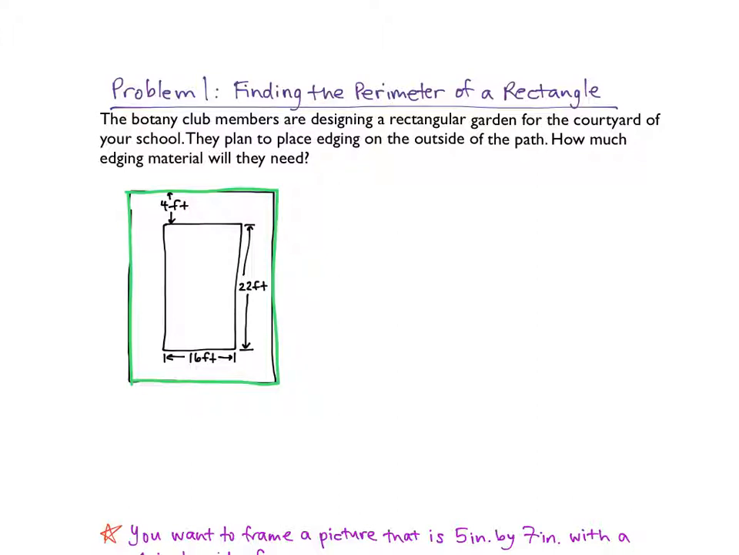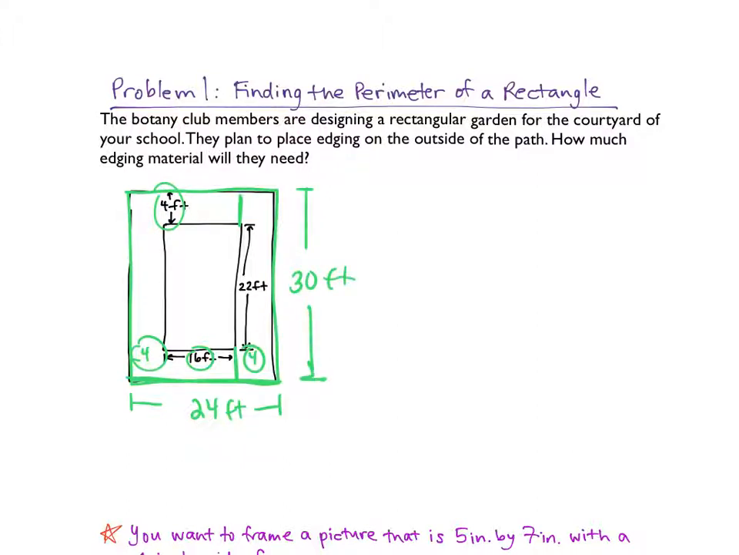So the first thing we need to do is figure out what's this length here. Well, if this is 4 feet, then this has to be 4 feet, and this is 4 feet too. So to go from here to here is going to be 4 plus 16 plus 4. So this is 24 feet. Okay, and then the same here. This is 4. This is 4. So 22 plus 8 is 30. So this is going to be 30 feet.